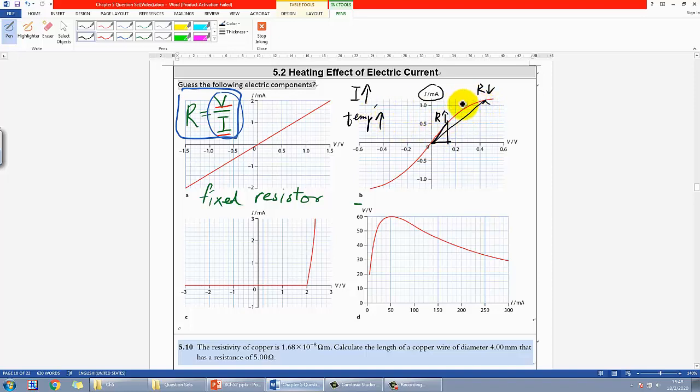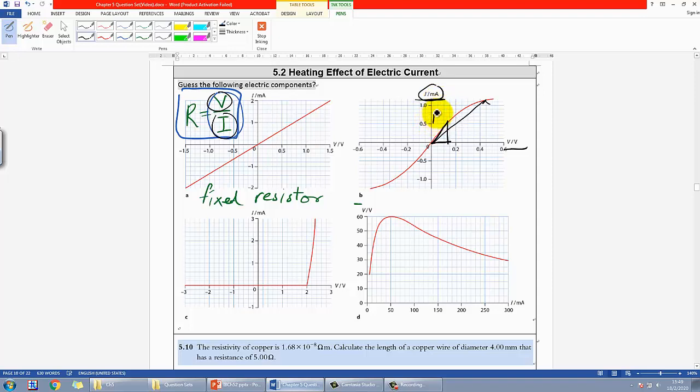Oh wait, no, I made a mistake here. Okay, be careful. This is I, this is V, so it should be opposite. So since the slope, okay, this is very tricky. V over I, right? V over I. So in fact, this slope is more like 1 over R.